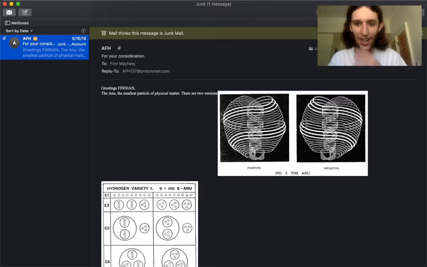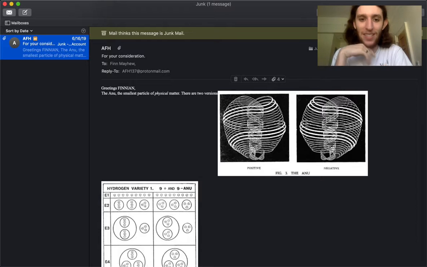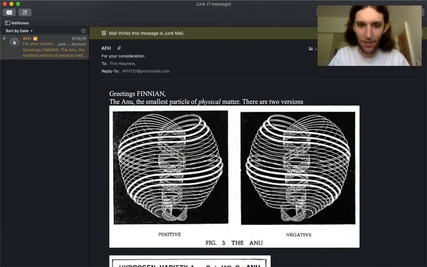A month or so ago, I got this message in my junk mail, and I just wanted to digest it because I glanced at it a little bit, but it seemed pretty wild. So I just wanted to go through it and investigate what this could mean. Let me bump up the text size so it's easier to read in a video.